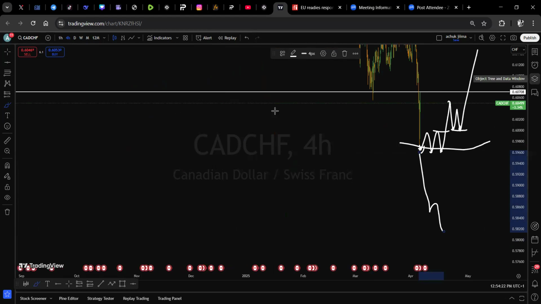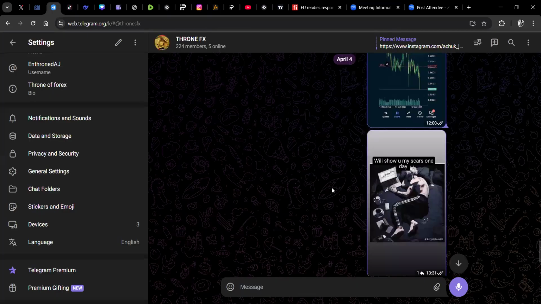And of course, once the signal is ready, I will be able to drop it in the group. So you want to stay watching the group. That is where you will get them.